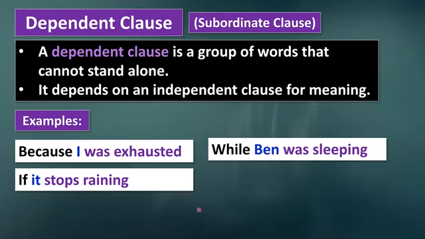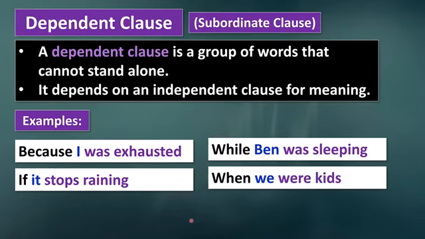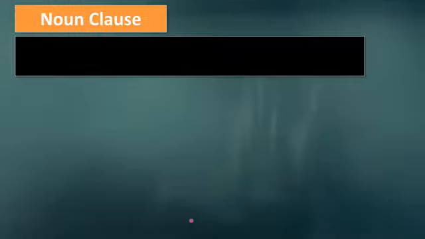Another example, while Ben was sleeping. When we were kids. All of these dependent clauses require more information. They require an independent clause to make sense. So now that we know the difference between a dependent clause and an independent clause, let's go on to different types of dependent clauses, starting with a noun clause.